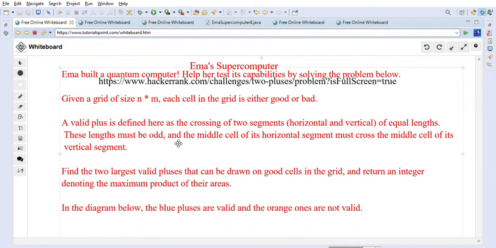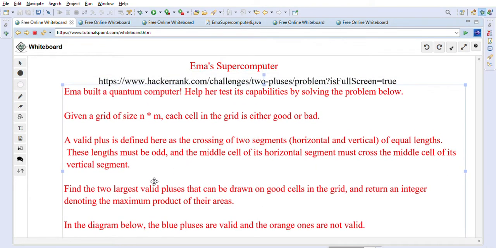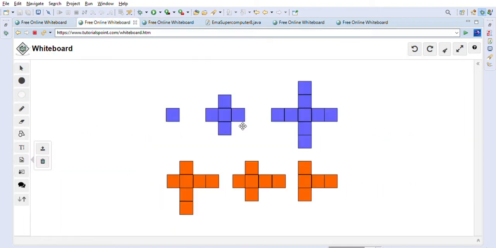In the diagram below, the blue pluses are valid and the orange ones are not valid. And they are also saying that these plus signs that they are asking us to find in the given grid should not overlap each other, right? They should not cross each other or overlap. And they have given us a diagram to show what is a valid plus sign and what is not. So blue is valid here. So this is the example.